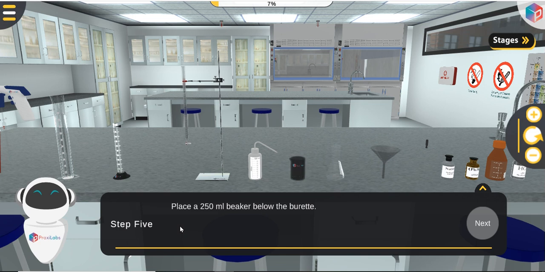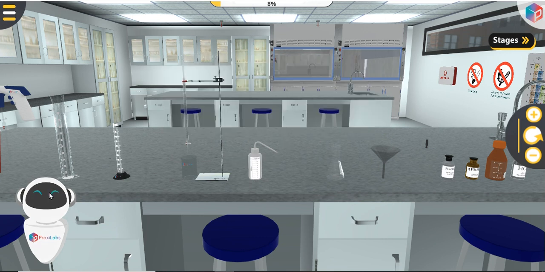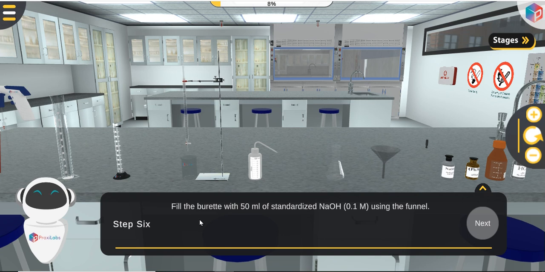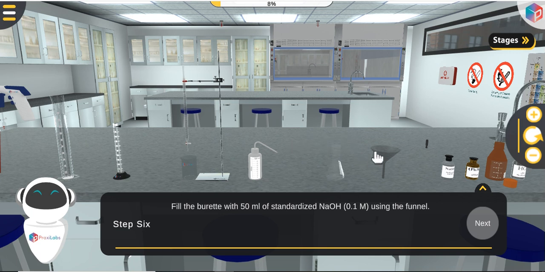Place the 250 ml beaker below the burette. This is the burette. This is the 250 ml beaker. Place it below it. Leave enough room for glassware below. These are precautions needed to perform the experiment. Okay, I've done that. What next? Fill the burette with 50 ml of standardized sodium hydroxide using the funnel. My burette is here. Of course, I have to put the funnel, and this is the standardized sodium hydroxide.